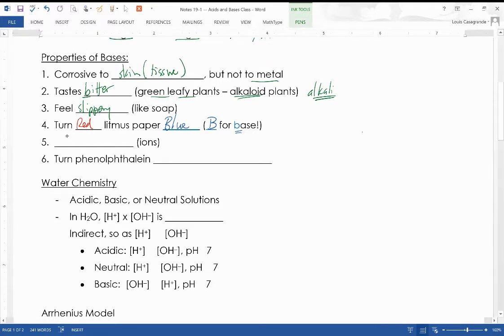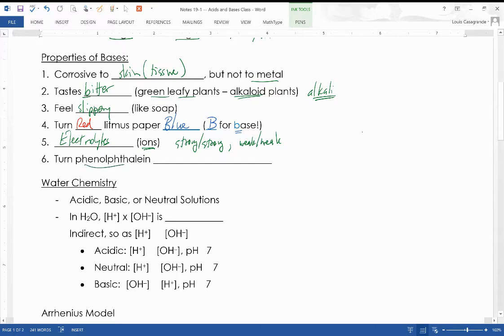Bases are also electrolytes because when they dissolve, they form those mobile ions that we need to make electrolytes. And as before, strong goes with strong. So strong bases are strong electrolytes, and weak goes with weak.